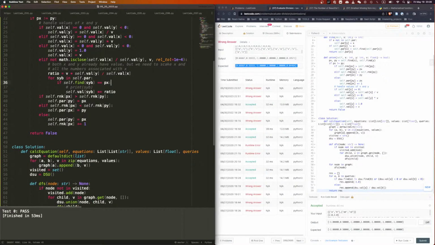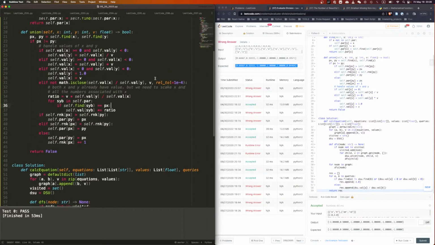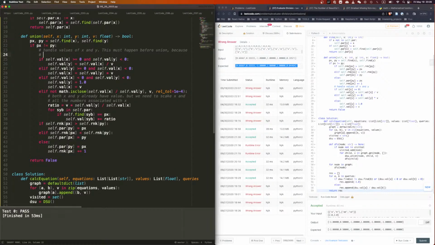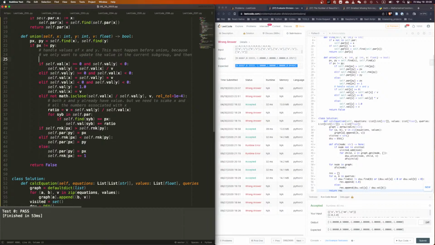Oh, is this in my nightmare? Damn. This must happen before union, because we only want to update the value in the current subgroup, and then union the two subgroups.